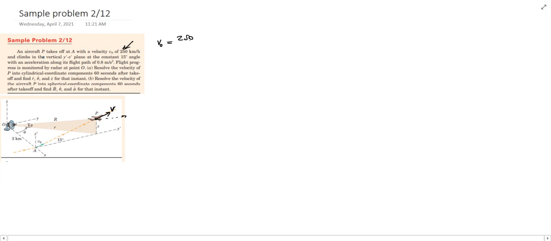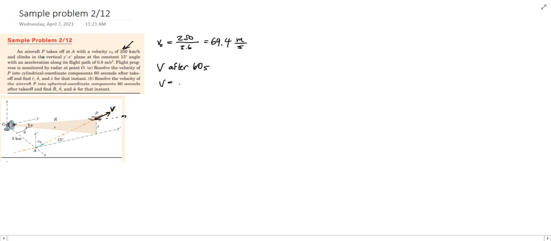So we have 250 kilometers per hour. We divide that by a factor of 3.6 to get our initial velocity in meters per second. So we have 69.4 meters per second. The next thing we want to know is the V after 60 seconds, because we're being asked to find information about this 60 seconds after it takes off.